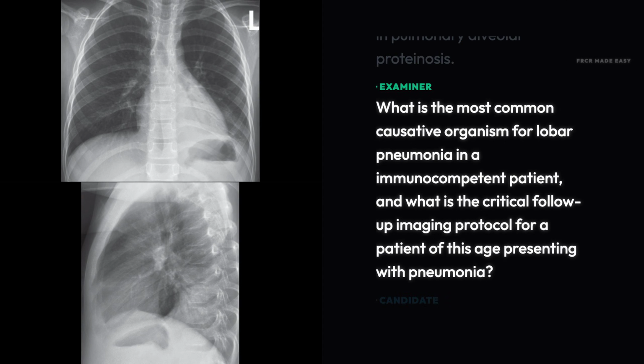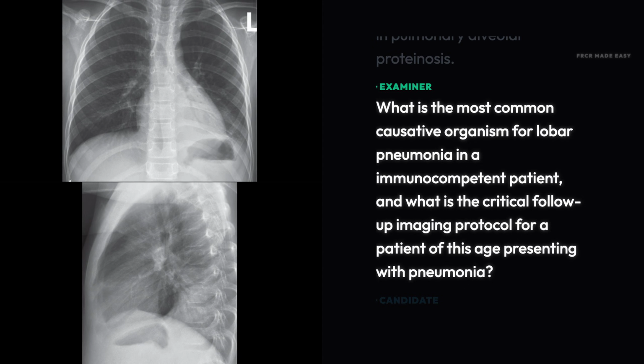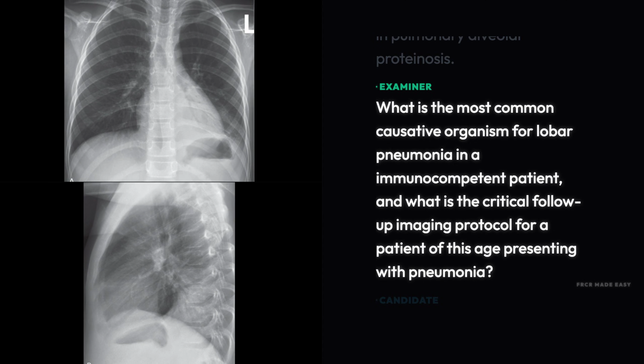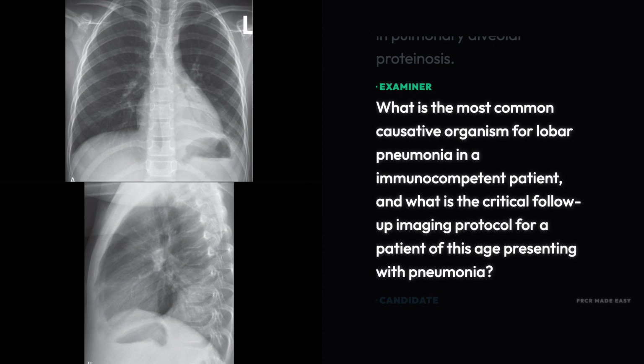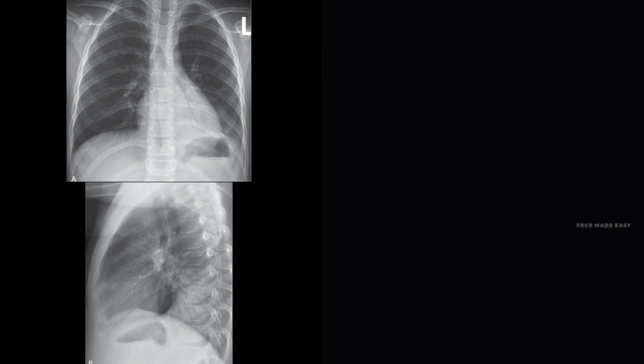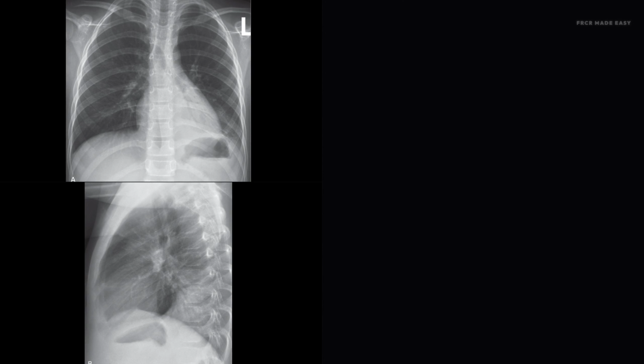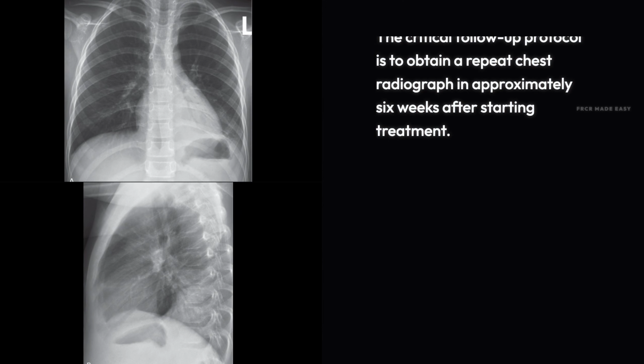What is the most common causative organism for lobar pneumonia in an immunocompetent patient? And what is the critical follow-up imaging protocol for a patient of this age presenting with pneumonia? The most common organism is Streptococcus pneumoniae. The critical follow-up protocol is to obtain a repeat chest radiograph in approximately 6 weeks after starting treatment.